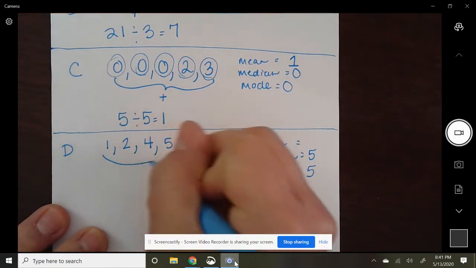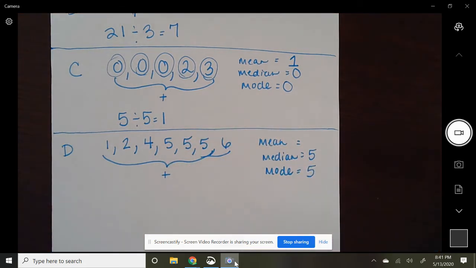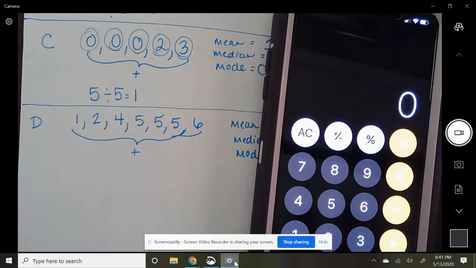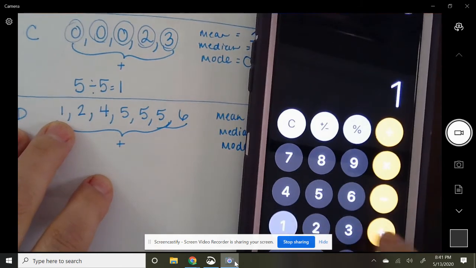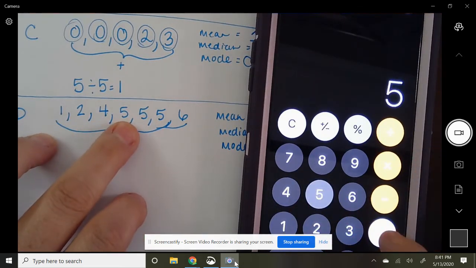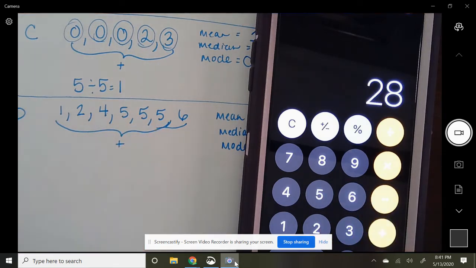And now here's where it is. I am getting a little mean. I'm going to add up all those numbers in our data set. Doesn't matter where you start. I always like to start big, but you can start little. It really doesn't matter. Actually, I'll just start at this side. 1 plus 2 plus 4 plus 5 plus 5 plus 5 plus 6. 28.